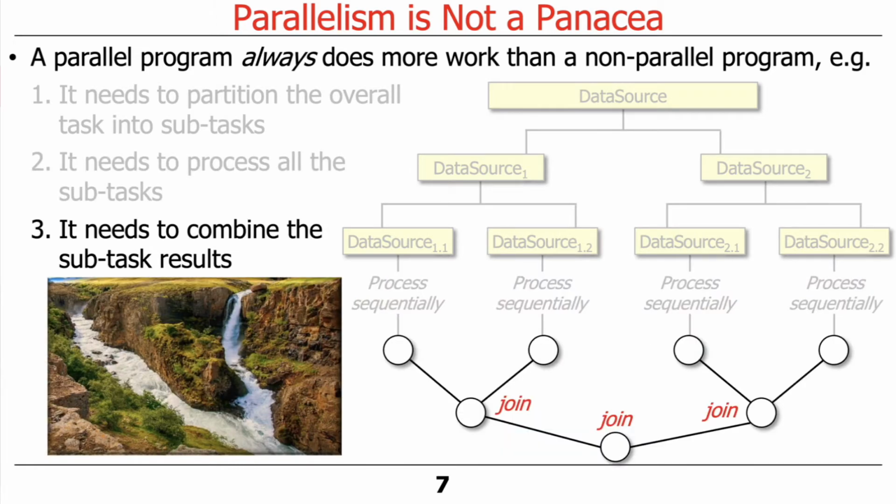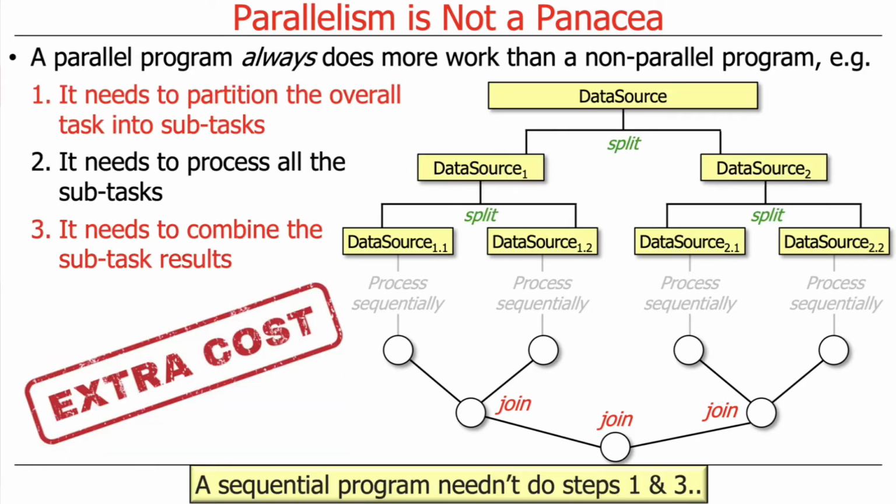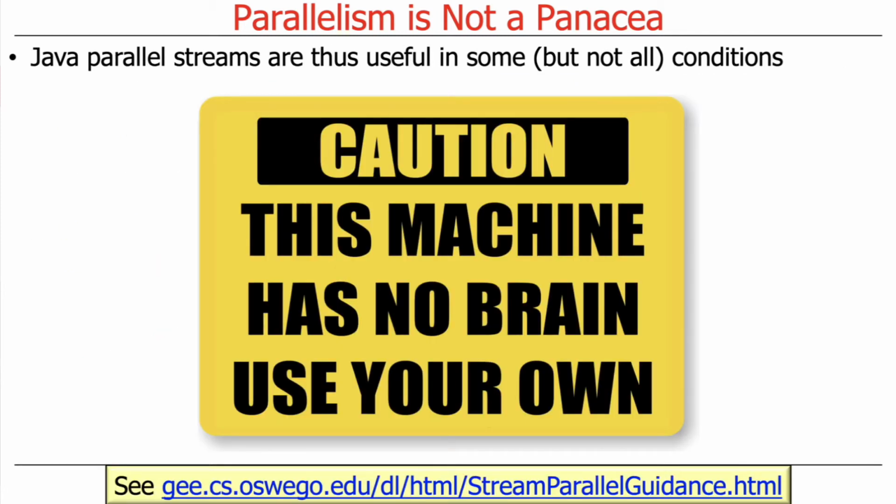And then the final thing you have to do is take the subtask results and combine them together. So if you think about it, steps 1 and 3 are extra. Those are not done by a sequential program. Therefore, you really better get your bang for your buck for step 2. Otherwise, all this splitting and merging is going to be for naught. You're not going to get a win. And you've already seen some examples of when you don't get much of a win, and we'll talk about that in a second. So Java parallel streams are useful in some, but certainly not all conditions. So you have to think it through.